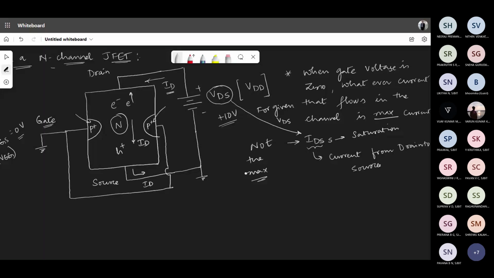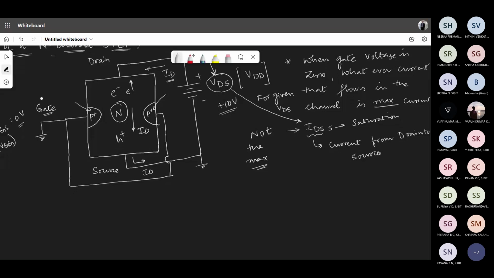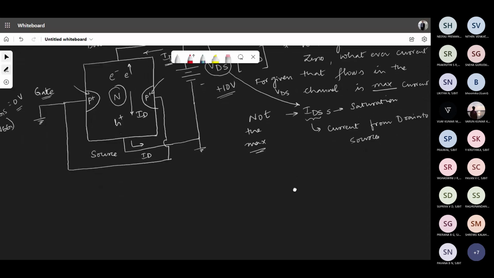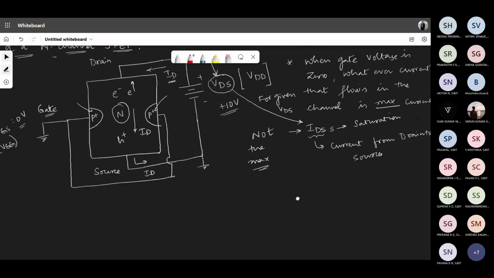So IDSS is not a fixed value. It depends on what VDS you are feeding to it. Okay, but that will be maximum for gate voltage equal to 0 for a given VDS value. Clear? So that one thing is, I hope, clear to all of you. What happens when gate voltage is not present? Now let us try to apply a gate voltage and see what happens in the transistor.